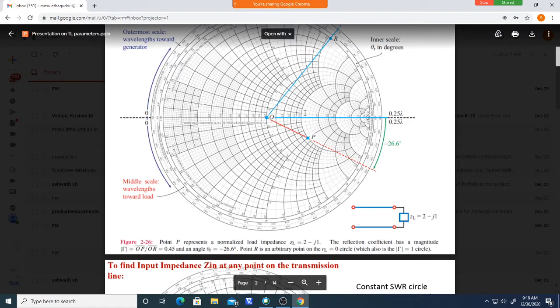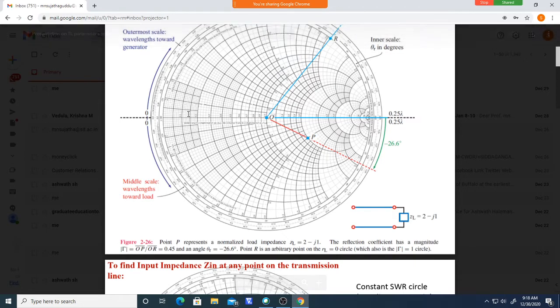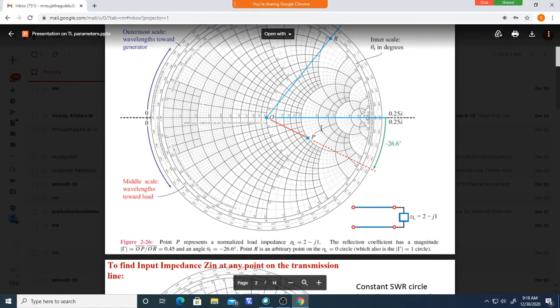So you should see the resistance circles here. On the Smith chart, these are the resistance circles. As we know, these solid lines are the resistance circles, and the circle values are written here. So here R is equal to 2.